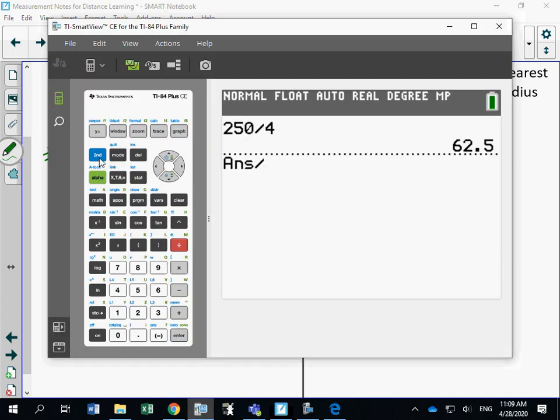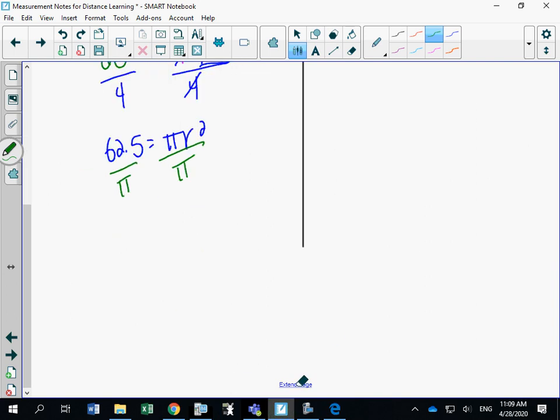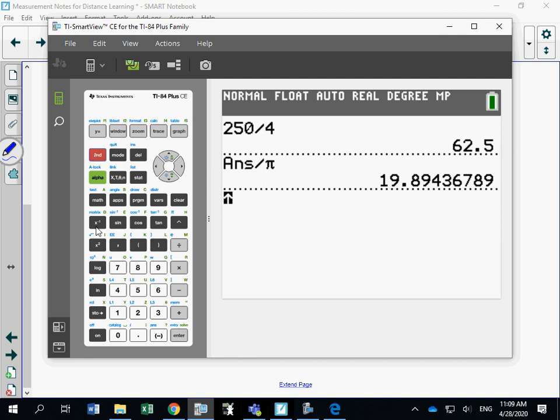That divided by pi would give us this answer. So 19.89 is equal to r squared. How do you get rid of a square? You square root. What you do to one side, you must do to the other side. So the radius of this is that answer square rooted. And my radius is 4.46.